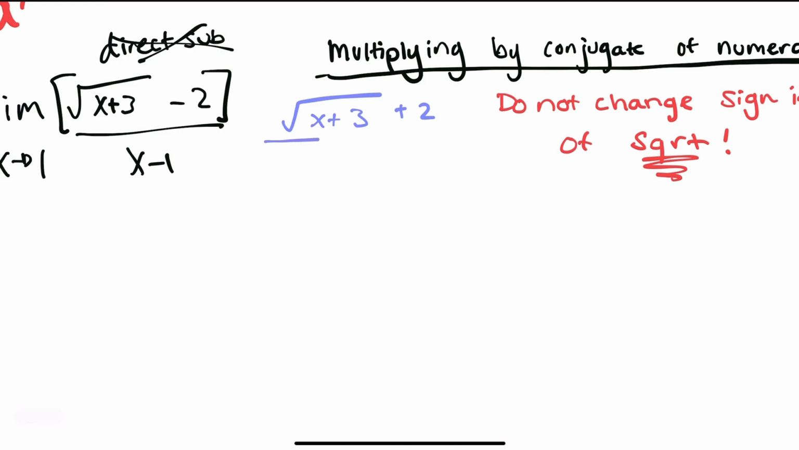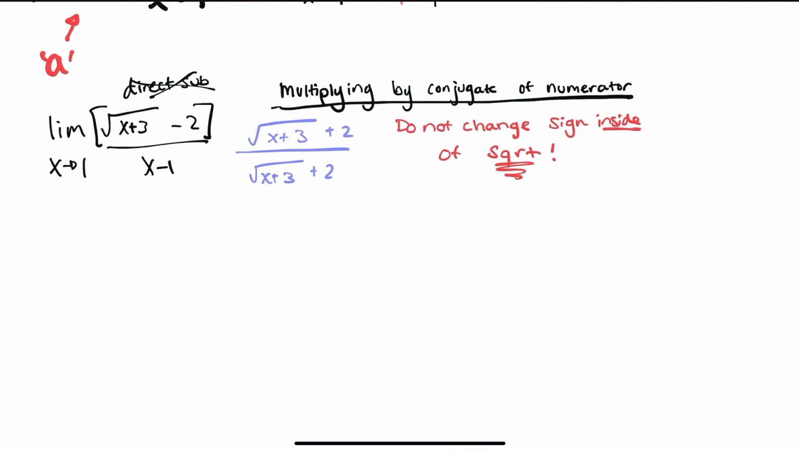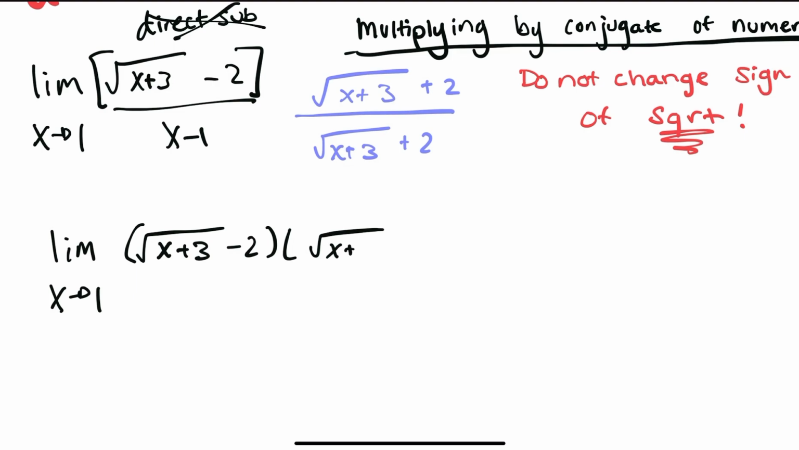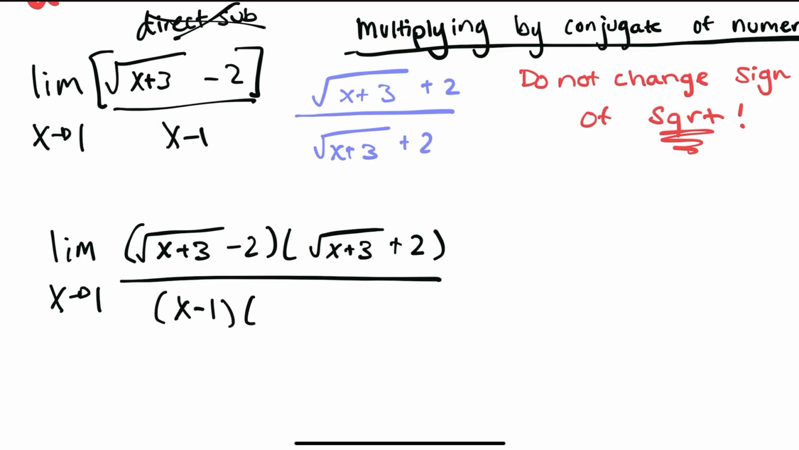And then what we do to the numerator, we also have to do to the denominator. So we have x plus 3 plus 2 in our denominator as well. So now looking at this problem, we have the limit as x is approaching 1 of the square root of x plus 3 minus 2 times the square root of x plus 3 plus 2, all divided by x minus 1 times the square root of x plus 3 plus 2.